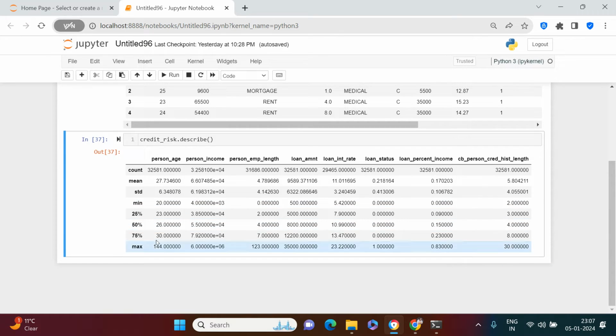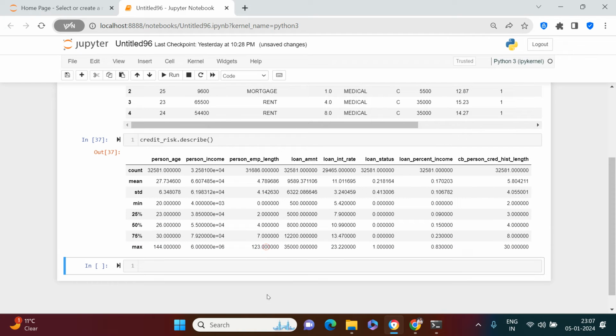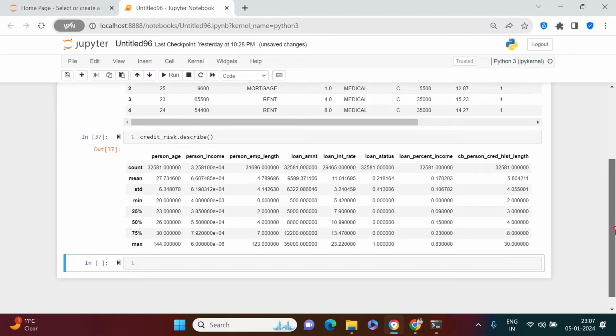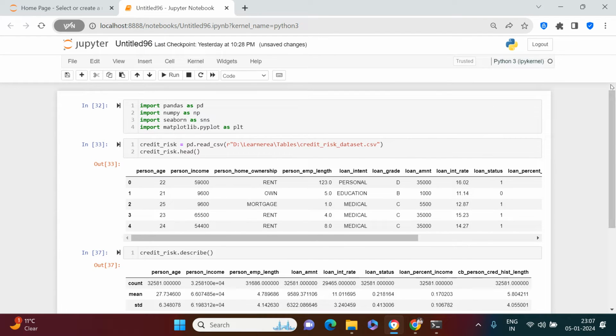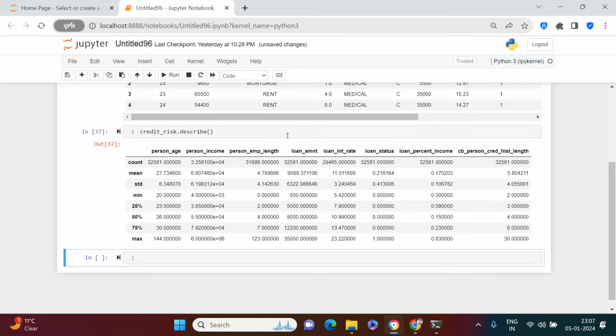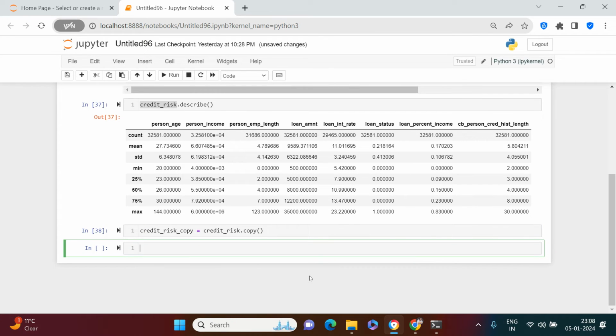All right, so what we found not relevant is this and this, so I'm just going to go ahead and delete these two. Before I do any further modifications, I would make a copy of this data so that the originality of the data remains, right? So let's say credit risk copy equals credit risk dot copy. I don't want to spoil the originality of the data, so that's why I'm keeping it.